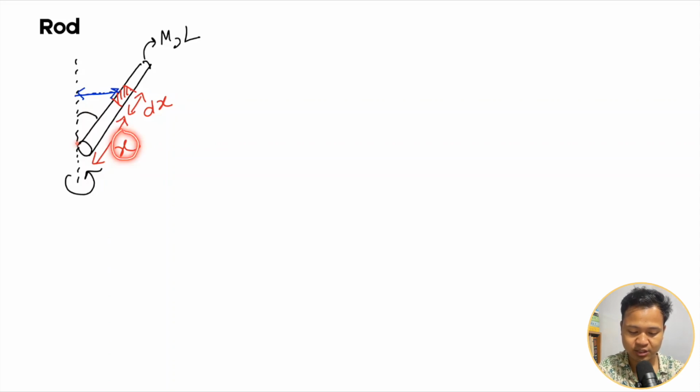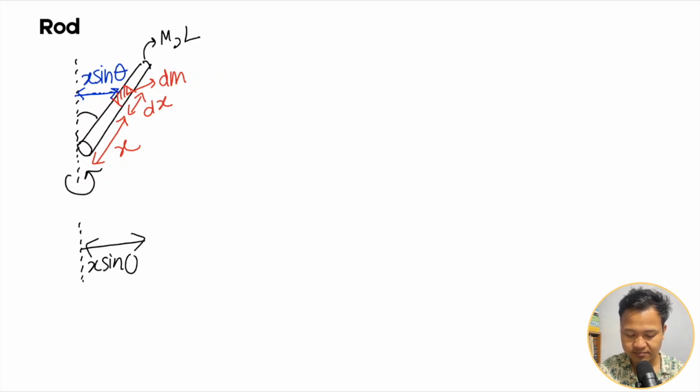Here, the opposite side is x sine theta, so this by this is sine theta, therefore this is equal to x into sine theta. Let me write it here: x sine theta. The small mass is dm. So at a distance of x sine theta, I have a small mass dm.